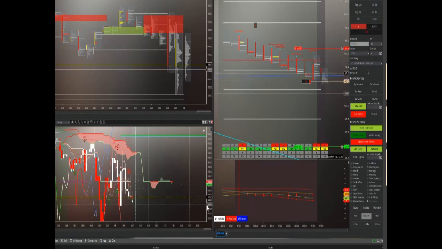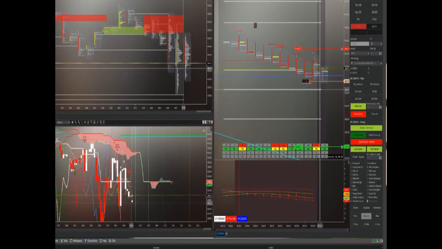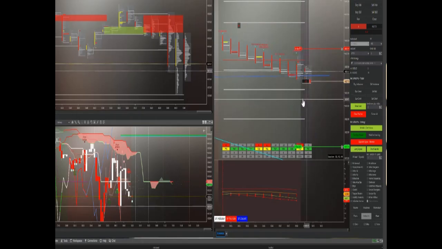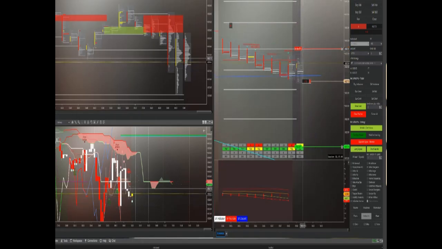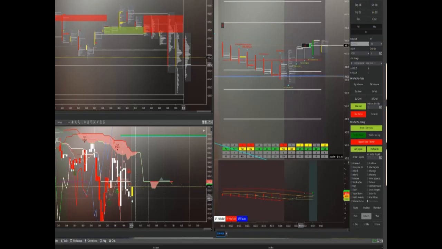Order filled. Don't necessarily like this. It may push down to here. So I'm going to be fast on this, or just mitigate it altogether.